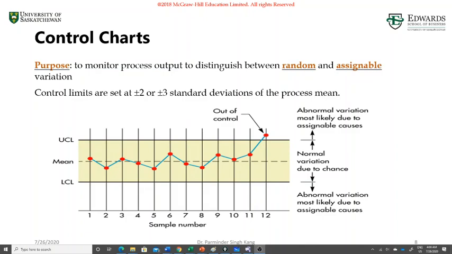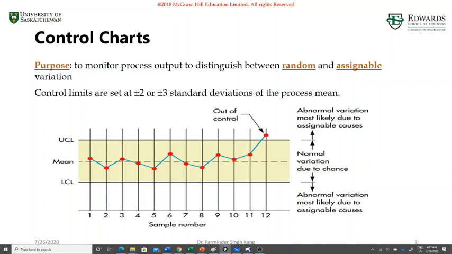The control chart is also called a run chart, which is used to monitor the process in order to distinguish between random and assignable cause variation. The control limits are set to plus or minus 2 or plus or minus 3 standard deviations. So how do we read control charts? I'm just going to introduce the terminology here so that you are familiar when it comes to numericals.